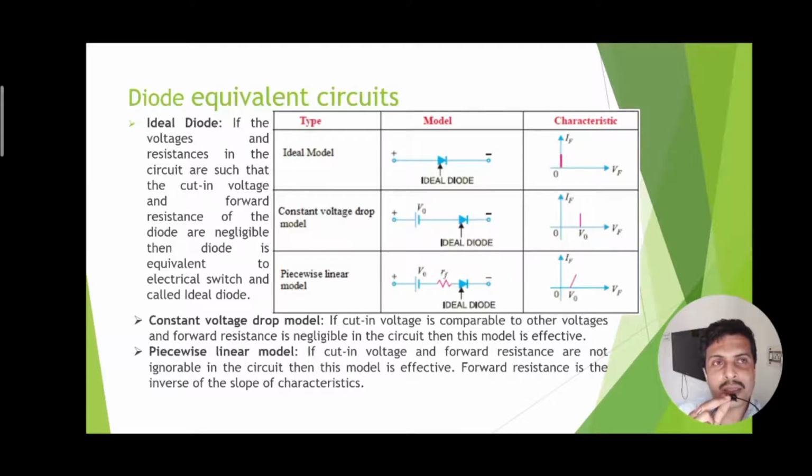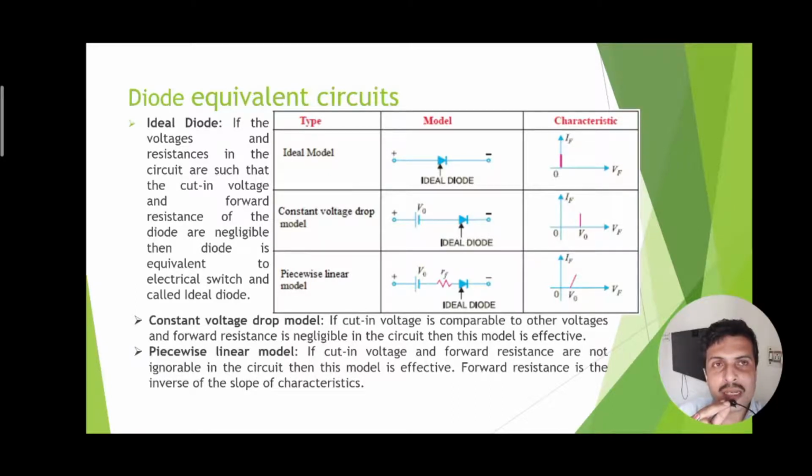That means when the circuit in which this diode is applied has voltages large enough with reference to the forward bias voltage, and the resistances used in the circuit are much larger compared to the resistance offered by the diode under forward bias, we can ignore the diode resistance and diode cut-in voltage in those circuits. So if we ignore these two parameters, nothing remains for the diode to claim. So therefore, for VF greater than 0, we can assume that the diode is switched on.